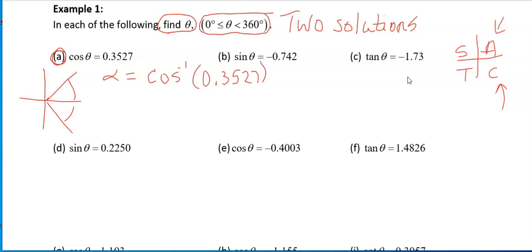So I take my calculator. I make sure my calculator is in degree mode. Mine is, and all I type in is the inverse cosine of 0.3527, and I'll round the answer to 1 decimal place. So what I get is that alpha is equal to, and I'm just reading directly from my calculator here now, I get 69.347. So that's 69.3 degrees. Now, that is my reference angle.